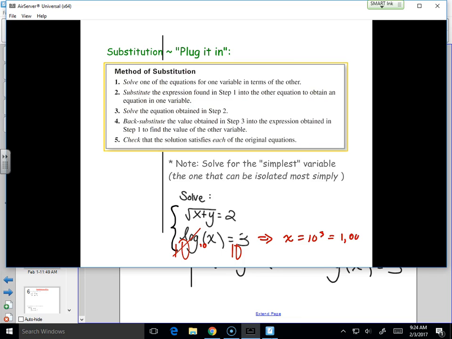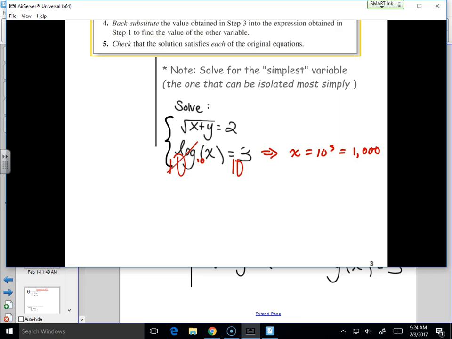Oh my goodness, this is taking us way too long. 1,000, right? Three zeros after the 1. What do we do with that 1,000? Back substitute. Plug it in, right? We solve one equation, we plug it in the other. So not only do we know an expression for x, we know a number for x. 1,000 plus y is equal to 2.